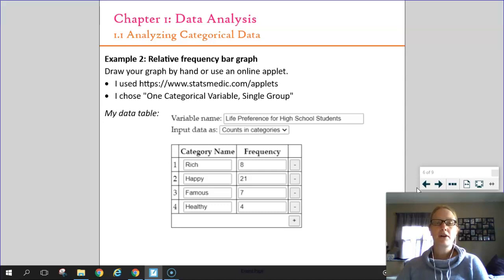To make my bar graph, I used an online applet at the following website. I went to statsmedic.com/applets. I chose from all their different options of charts to make the one that said one categorical variable, single group. Since I just have one categorical variable here, the choice that students said for their word, and it was for a single group of students. I input my data first, and then I chose relative frequency bar graph.